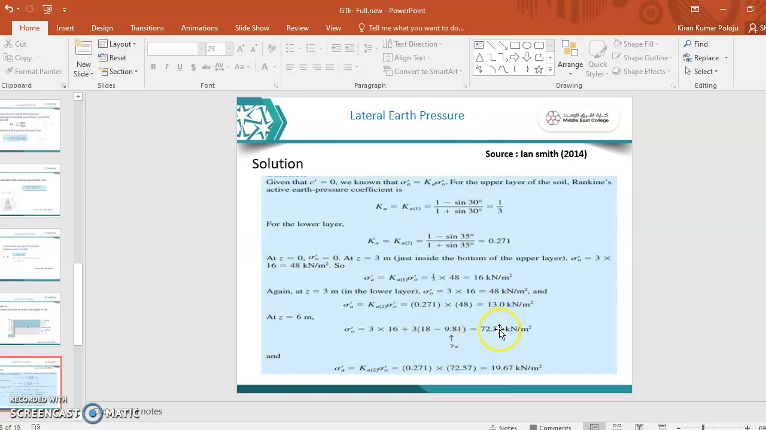And now this 72.57 should be multiplied with the lower layer K0 only. No need to consider the upper layer K0. For the upper layer, you have to consider both K0s, but for the lower layer, at z equal to 6 meters, you have to consider only the bottom layer. So 72.57 multiplied with 0.271 gives you 19.67.